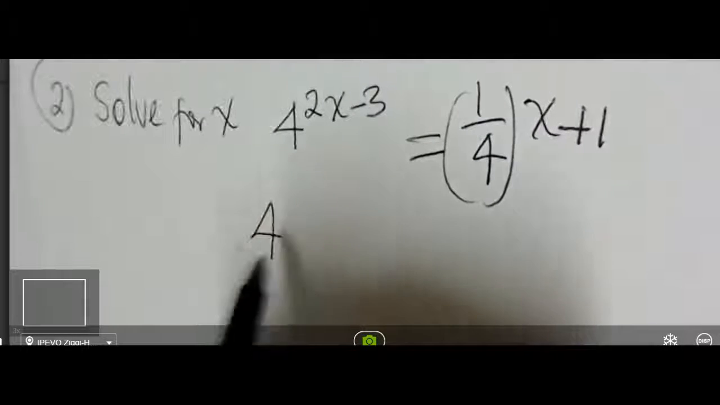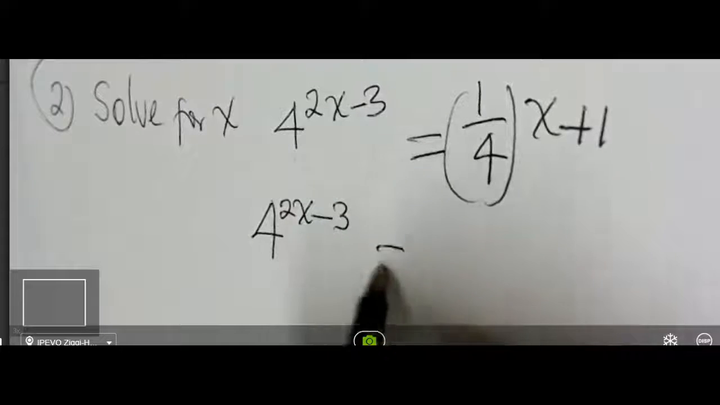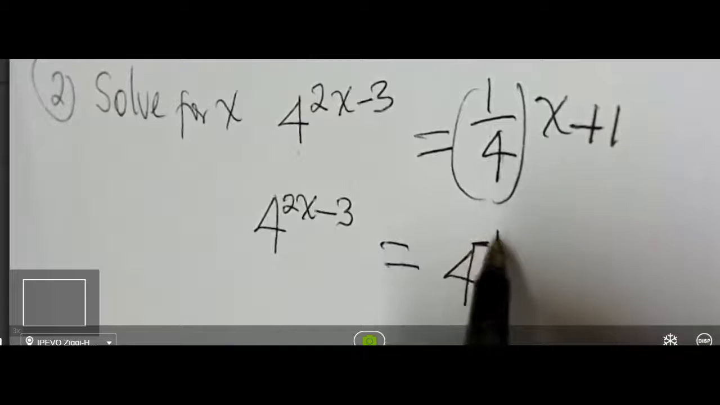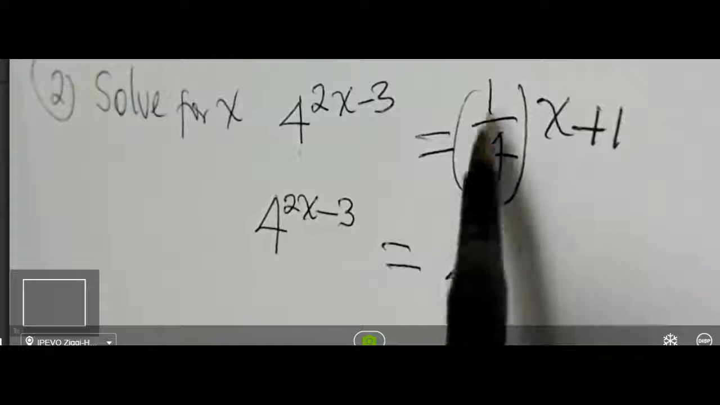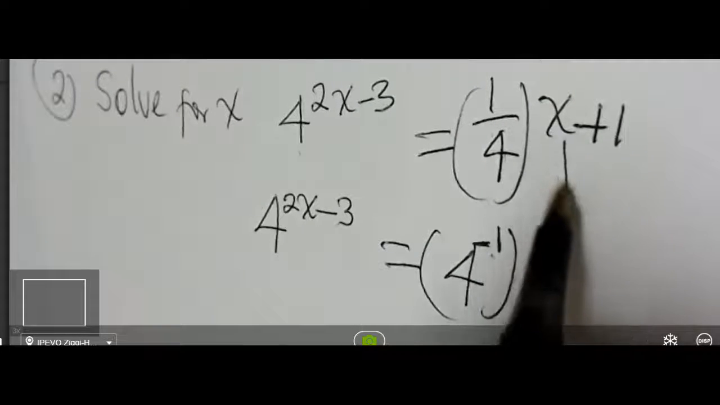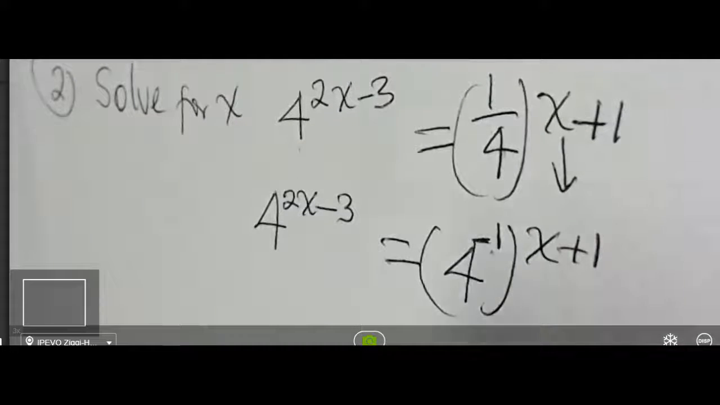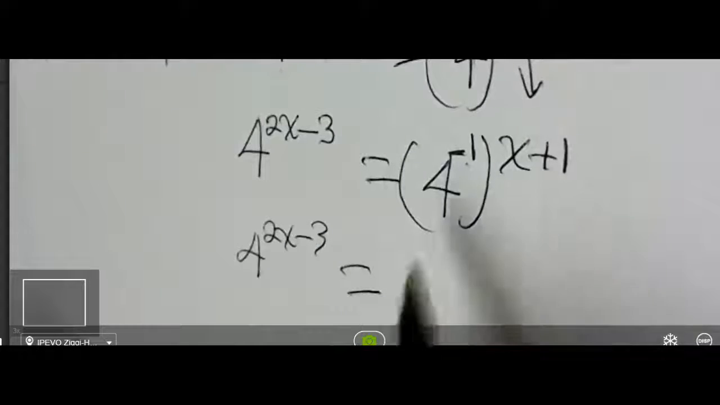So let's keep the left side. Then we can change 1/4 to 4 to the power negative 1. Okay, remember whenever we have a negative exponent, we usually put it under 1 to become 1/4, so kind of going backward. But then we still bring down this x plus 1. And because we have two terms, we still keep this left side.